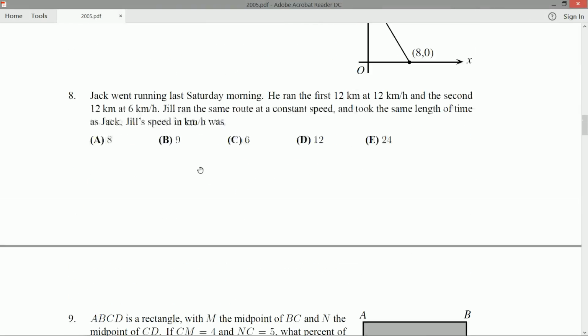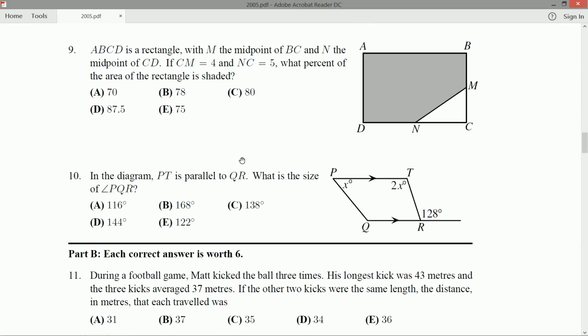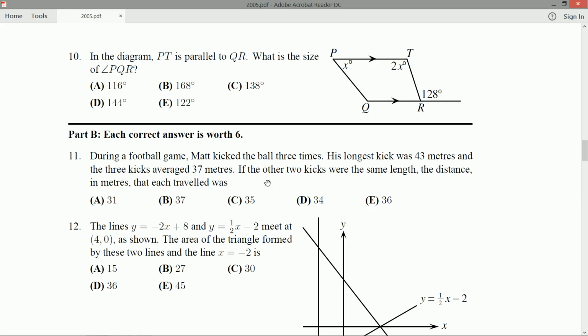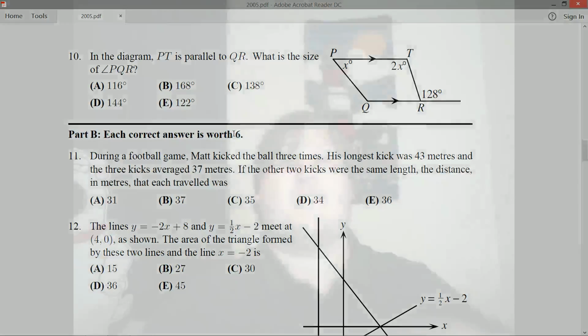And look at that. We've done the first 10 questions on the contest, better known as Part A. And in the next video, we'll take a look at question 11, which is the first question in Part B, where the questions are worth slightly more, and we would expect a slightly harder challenge. So join me for question 11 in the next video, and we'll find out just how much harder that challenge really is.